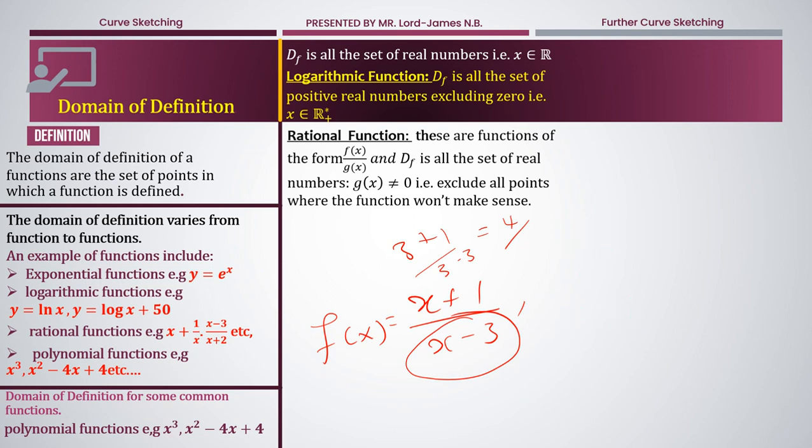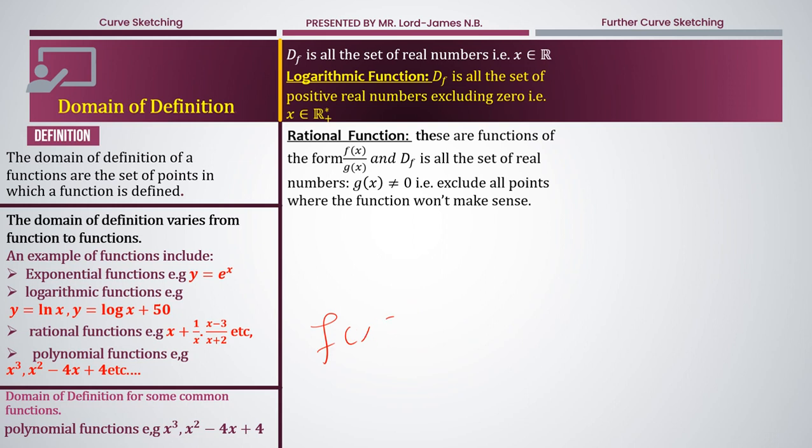So what we do is we simply equate the denominator to 0 and exclude the zeros of the denominator. In other words, the solutions of the denominator, you exclude them from the domain, since the function is not going to be defined there.